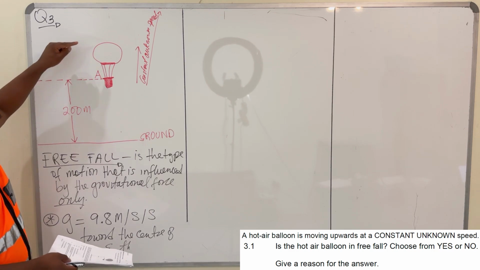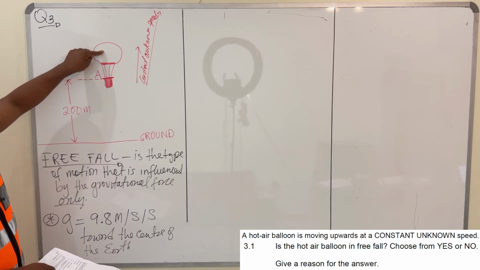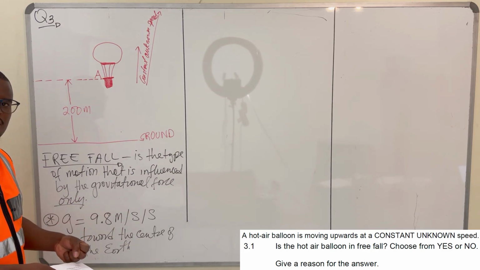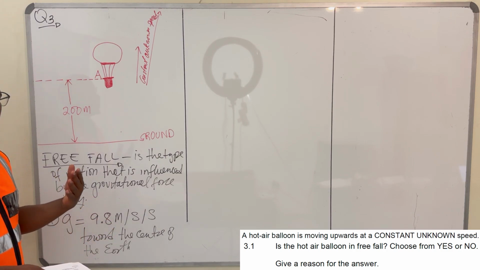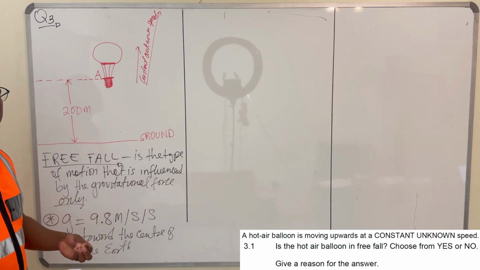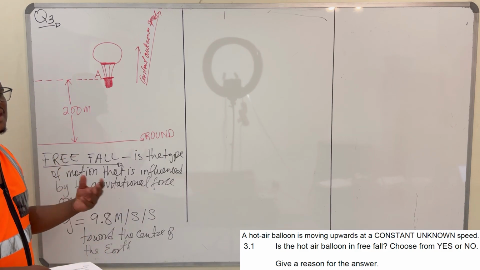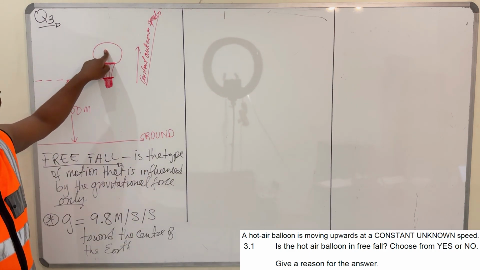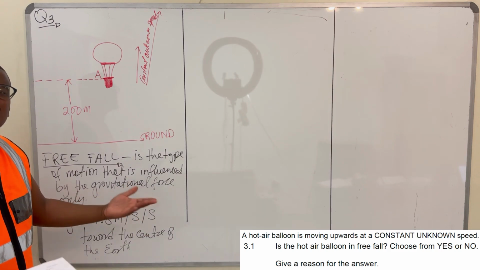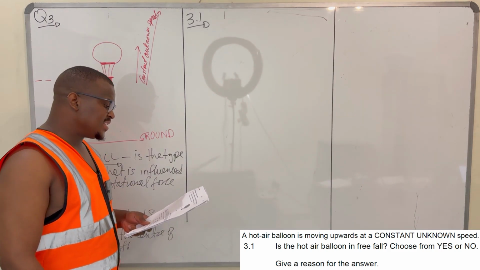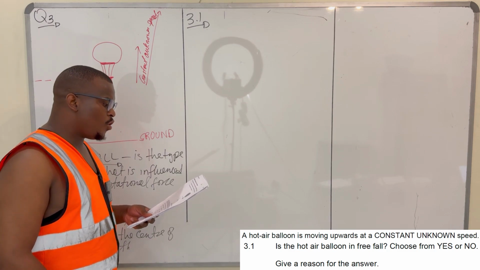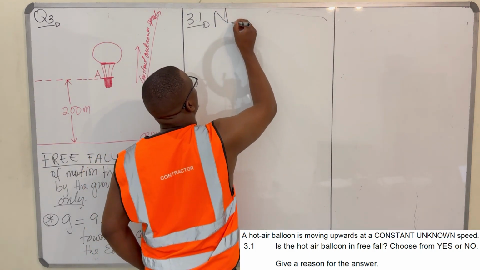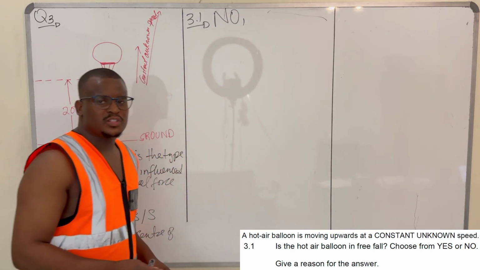If the velocity is constant, that means the acceleration is 0, because acceleration is the rate of change in velocity, in simple terms the measure of how much velocity changes per second. If the velocity is constant, there's no change in velocity, which means acceleration is 0. Now, to answer our question, let's read it again. Is the hot air balloon in free fall? Choose from yes or no. So the answer is no. The hot air balloon is not in free fall.